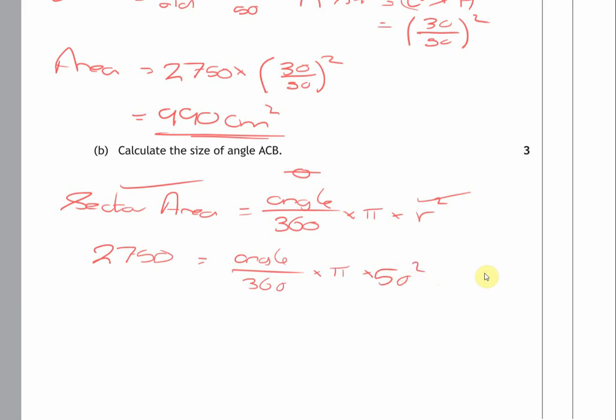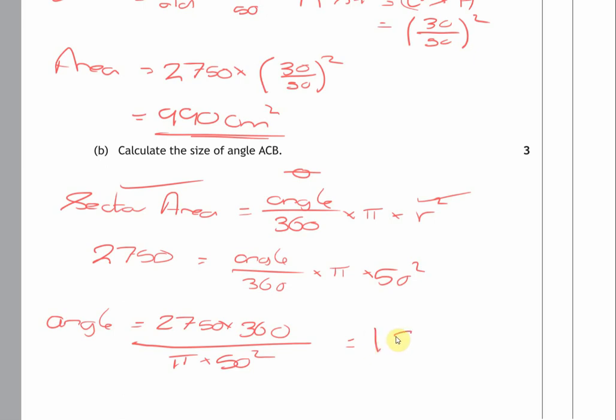So that would be 50 squared. So what we can then do is write this in terms of the angle. So we can say the angle is going to equal 2,750 times 360, because that 360 will multiply on the other side, and we will then divide by pi times 50 squared.